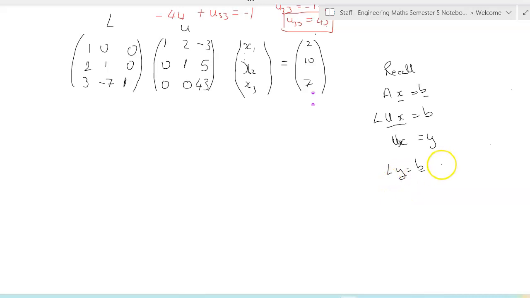Now, this is where the question changes. Now we have the lower and the upper triangular matrices. The question can start going quicker now. And we start here, Ly equals B. So we're going to let Y equal Y1, Y2, Y3. So here we have the lower triangular matrix 1, 0, 0, 2, 1, 0, 3, -7, multiplied by Y, which is going to be called Y1, Y2, Y3.